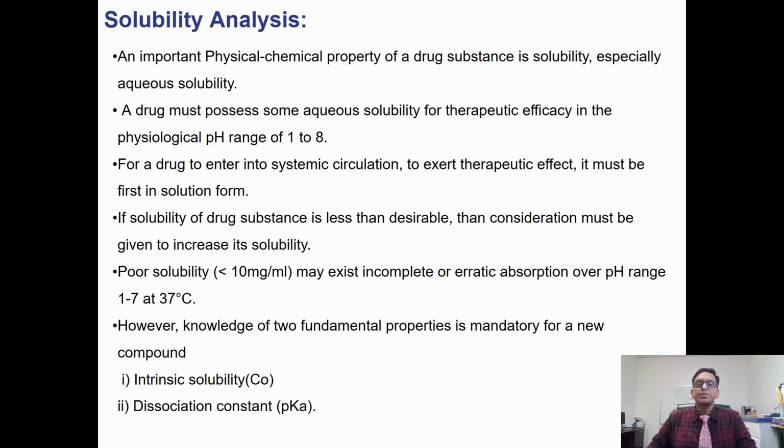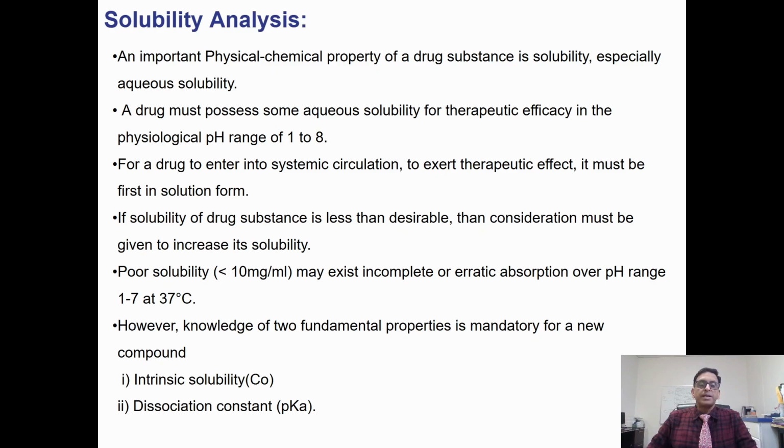For the drug to enter into systemic circulation to exert a therapeutic effect, it must first be in solution form. So basically, when a drug is solubilized, it should have some minimum solubility to get better circulation and better bioavailability. If the solubility of the drug substance is less than desirable, then it is considered to increase the solubility of the drug substance to achieve the minimum requirement for the drug to be absorbed into systemic circulation.